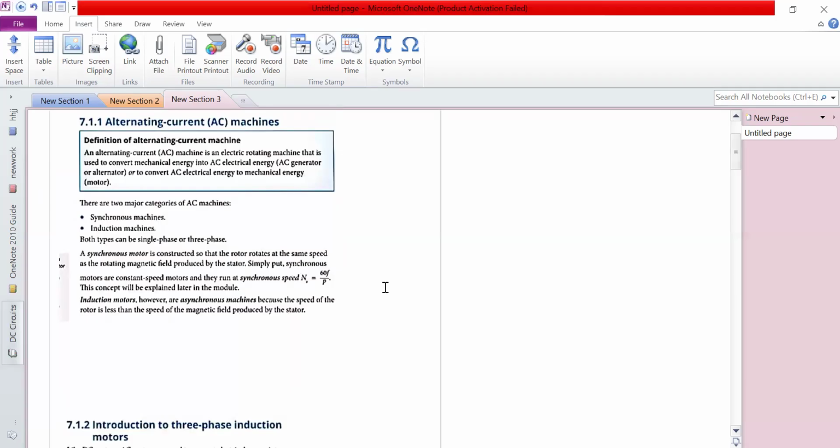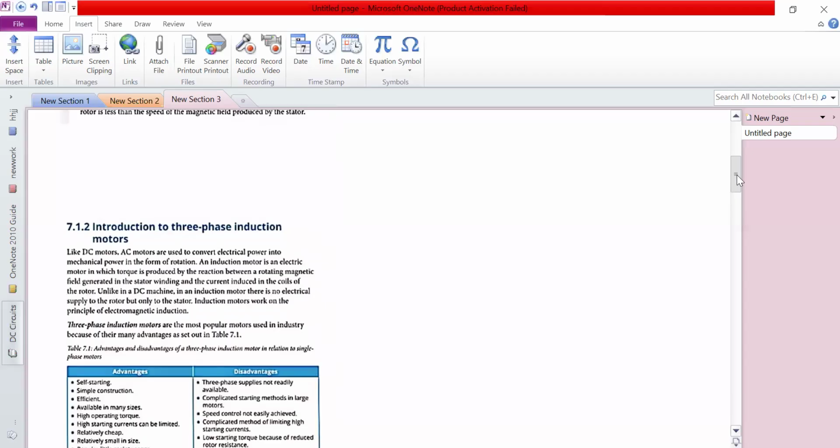So we have a formula here, which is N equals 60F over P, where N stands for the synchronous speed or the normal speed, F stands for the frequency, and P stands for the number of poles. So you will see us later on as we move on to calculations using that formula. But in this lesson, we're going to zoom into induction motors. So our next segment is induction motors.